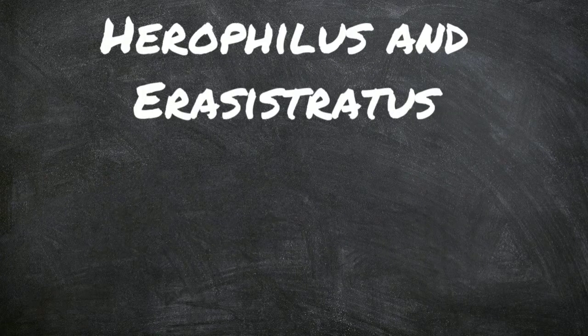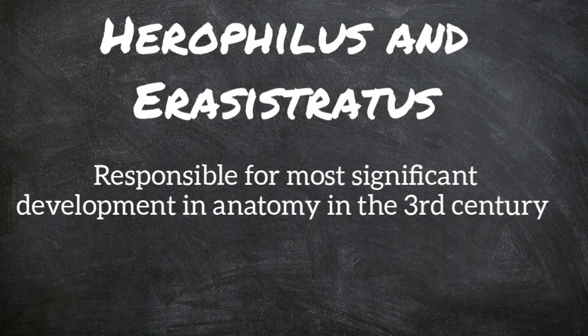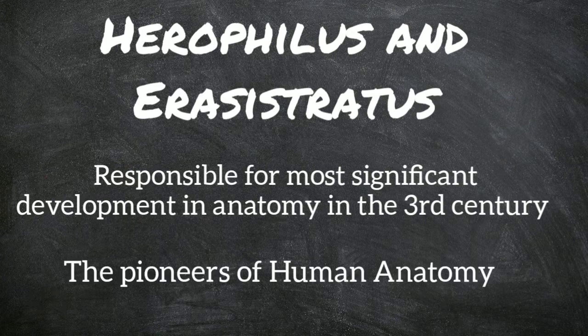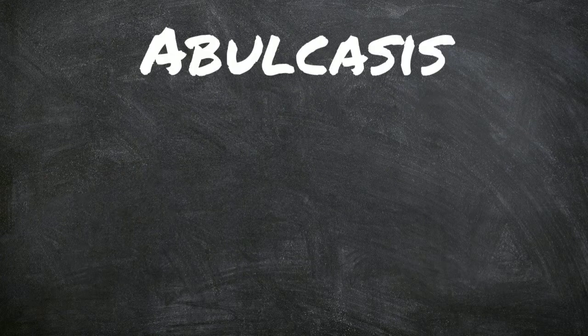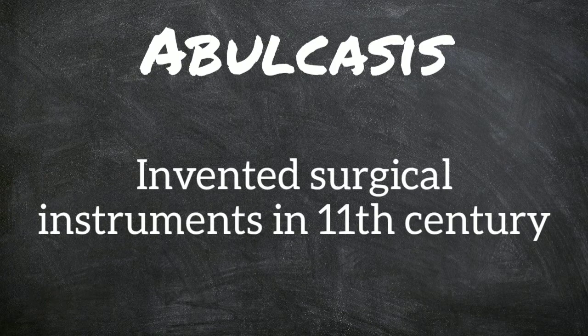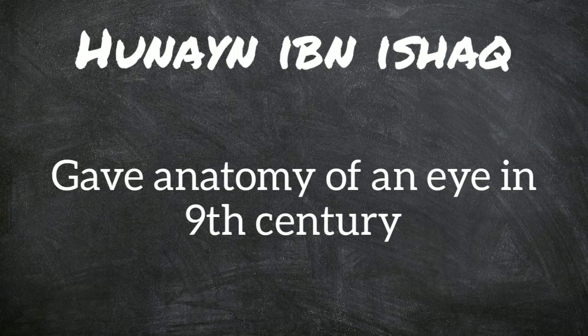The most significant development of anatomy and physiology happened in an Egyptian city, Hellenic Alexandria, where Herophilus and Erasistratus played a very significant role in the 3rd century. They were the pioneers of human anatomy. Abulcasis invented surgical instruments in the 11th century. In the 9th century, for the first time, Hunayn ibn Ishaq gave the anatomy of an eye.